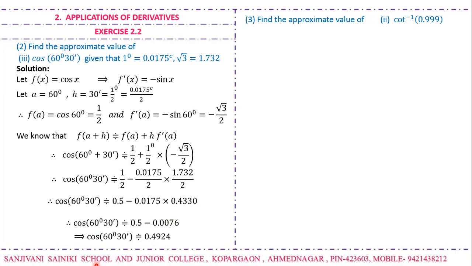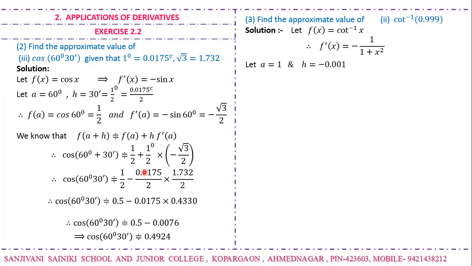Okay, now the next example is cot inverse of 0.999. So our function is cot inverse of x. Its derivative is minus 1 upon 1 plus x square, and here we have to choose x is equal to a is equal to 1 and h is equal to minus 0.001.